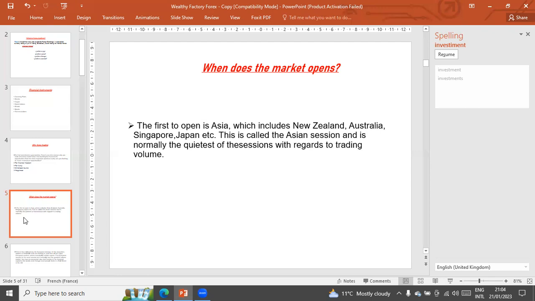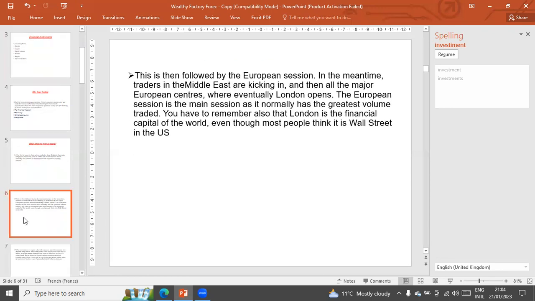Then the next one we have is the European session. The European session is also called the London session. So all the currency pairs that fall under Europe, all the currency pairs that fall under the London session, you can trade them.